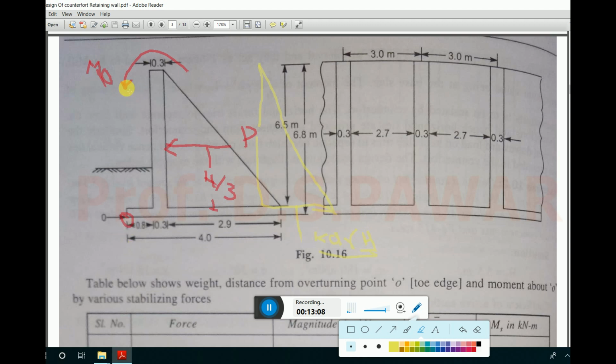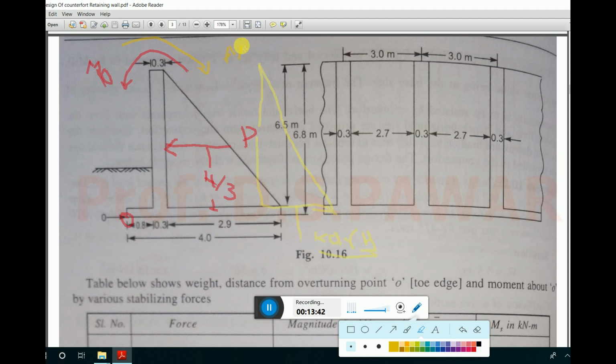Now, to avoid this overturning, we have to calculate the stability moment. The stability moment acts on the structure to bring it into an equilibrium condition. To be in equilibrium, an equal and opposite moment should be created in the structure so that it remains in position. That moment is called the stability moment.